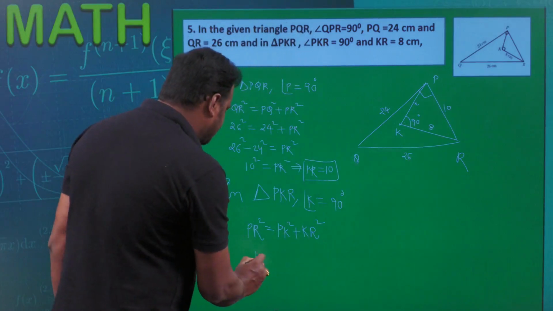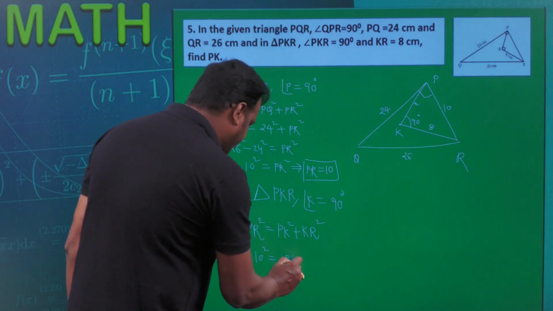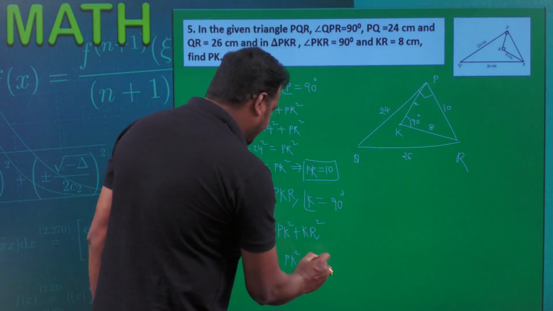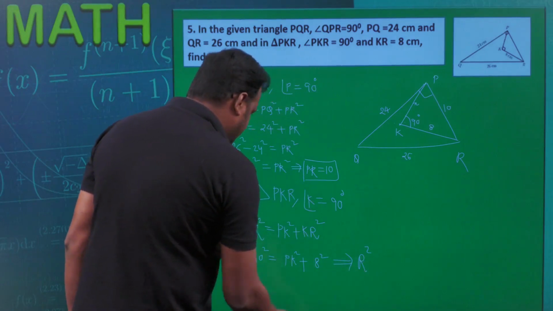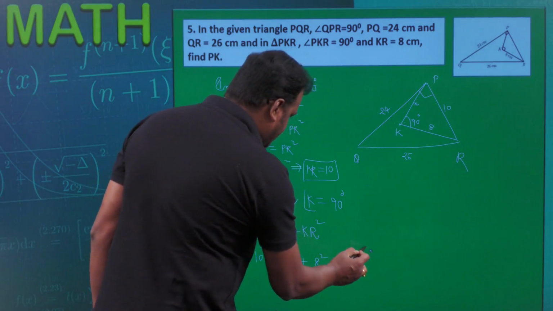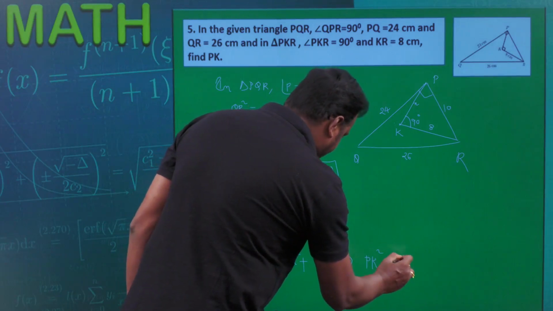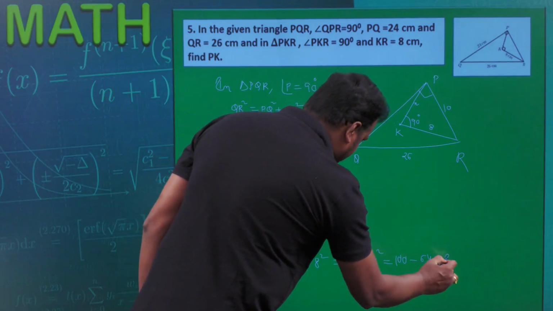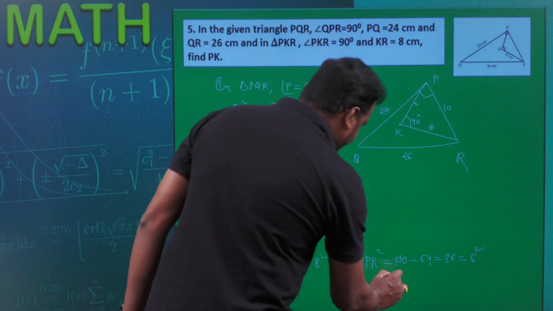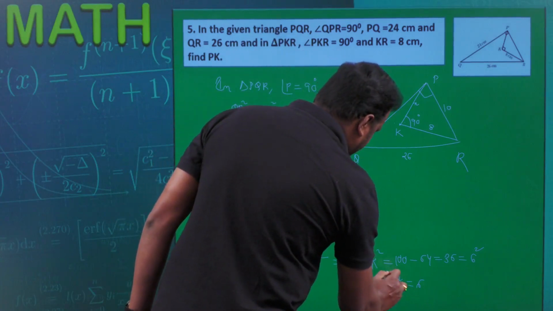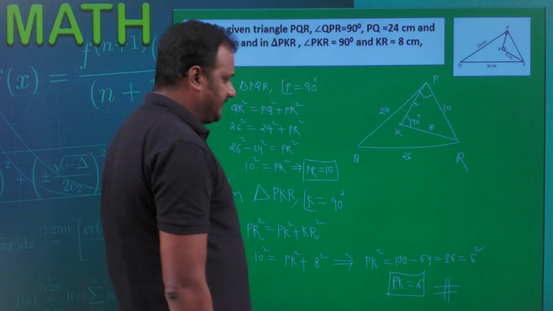So that 10 square is equal to, what is PK square? We do not know what is PK square. Plus KR square is going to be 8 square. So therefore PK square is equal to 10 square equal to 100, 8 square equal to 64, which is going to be 36, which is equal to 6 square. So PK square is equal to 6 square, therefore the value of PK is equal to 6. So this way we can answer this problem easily.